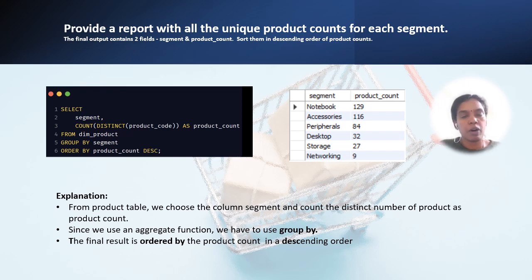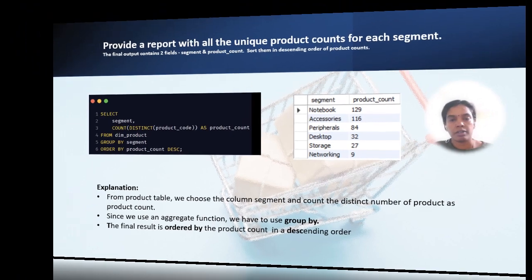With all the unique product count for each segment. This is a straightforward query. I have used count function to count the number of distinct products and grouped it by segment and further ordered the result in descending order. As you can see, notebook has 129 count.